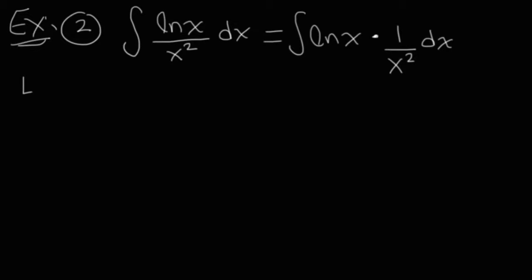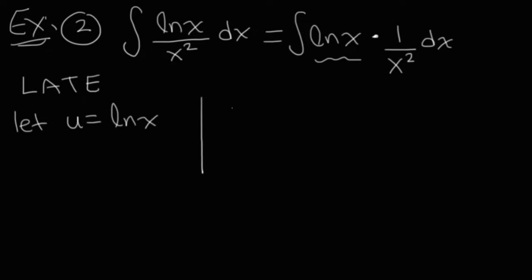Now, in the acronym LATE, we said if you have a log or an ln in your integral, then you let u equal that. So just look at the integral. Does it have an ln or log? Yes, it does. It's right there, the ln of x. So we're going to pick u to be our ln of x. And then our dv is going to be the rest of the integral, which is 1 over x squared dx. I know I'm going to have to take the antiderivative anyway, so I might as well change it to x to the minus 2 dx.